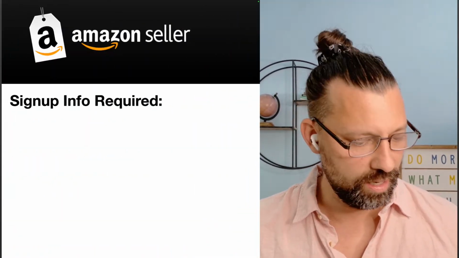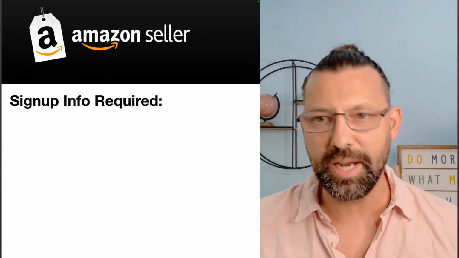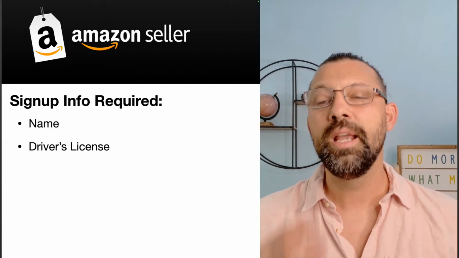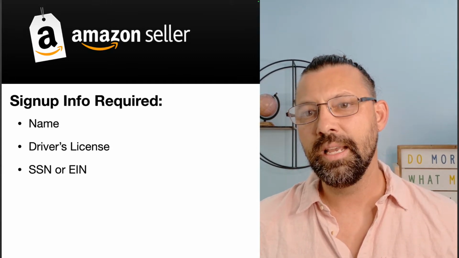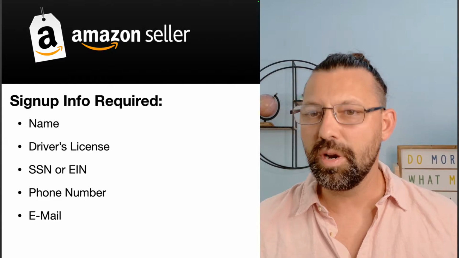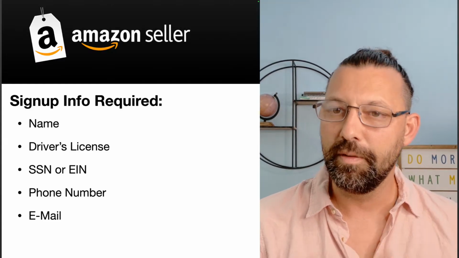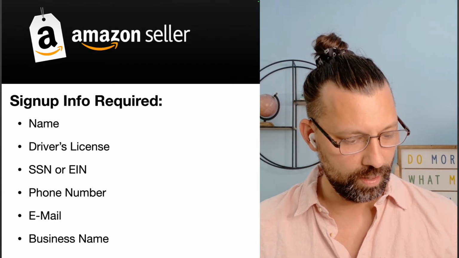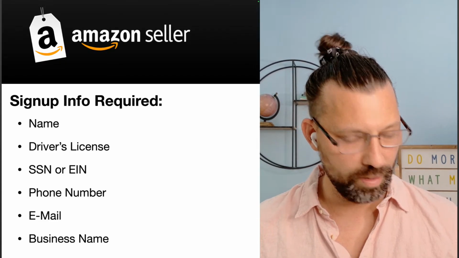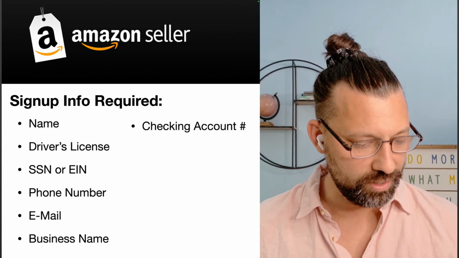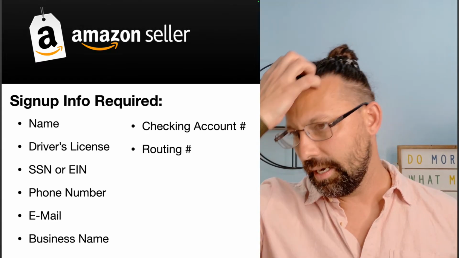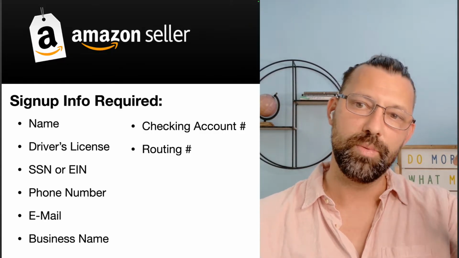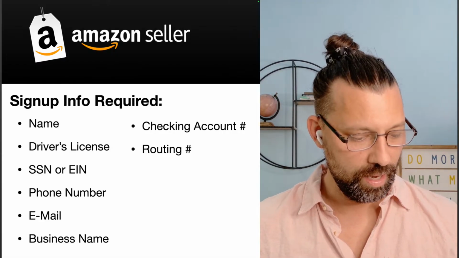Just starting off, I would have all this information together. Obviously, you've got your name. You'll need your driver's license. They want to verify your identity, as well as your phone number and your physical mailing address. You also want to have these things ready: your checking account, driver's license, routing number. The checking account and routing number are how you're going to get paid. And so they'll deposit a small amount in your account to verify it.